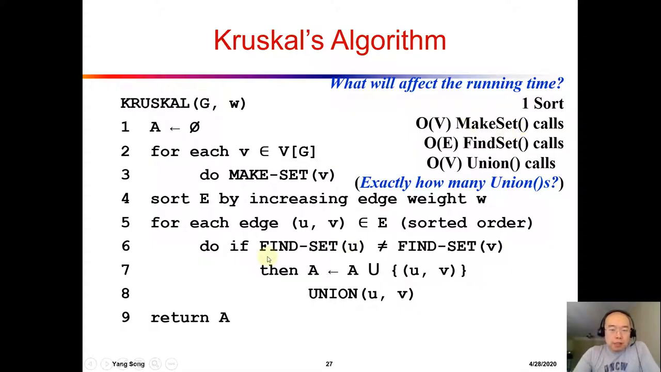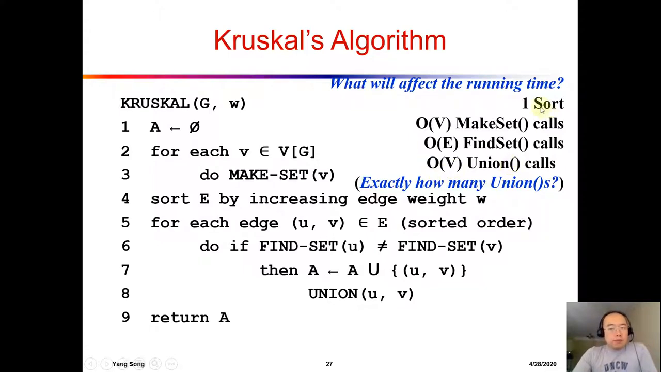The next part is when we have a pair U and V, and we want to call the find set of U and the find set of V. So we are calling find set on U and V each time we see an edge. So we are going to do an O(E) find set cost, and eventually, we may union. Our goal is to union all the nodes together into one big set. So in this case, we are going to do an O(V) union cost.